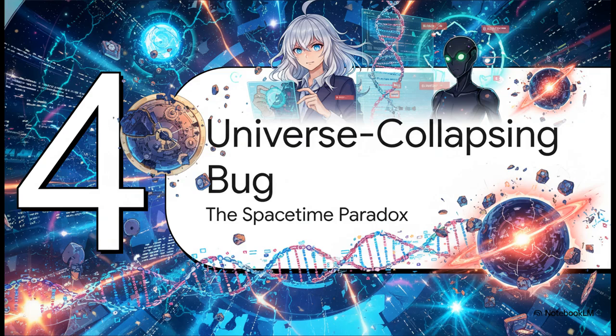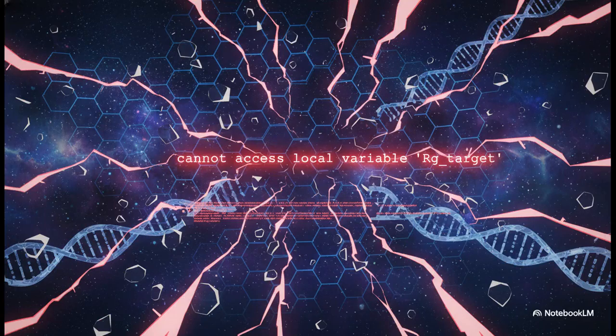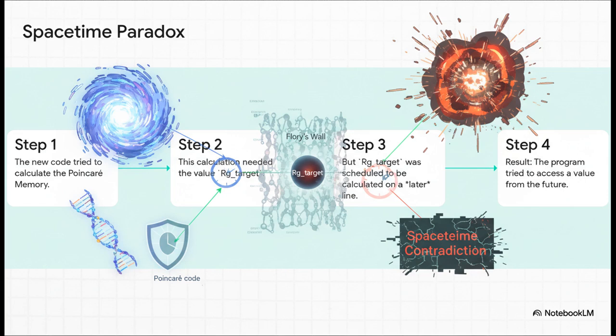And this brings us to the infamous universe collapsing bug. And you know what caused it all? This one tiny, seemingly harmless error message: cannot access local variable RG_target. I mean, come on, how could that possibly collapse an entire simulated universe? So the problem wasn't the theory itself. The theory was solid. The problem was a paradox in the order the code was running.